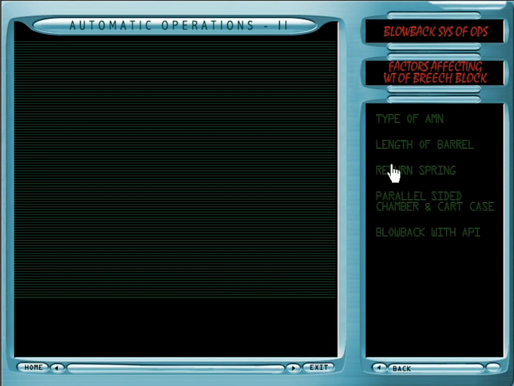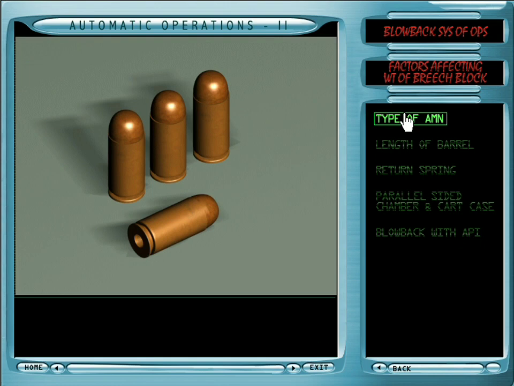Factors affecting the weight of the breech block and thus decreasing the weight of the weapon. Type of ammunition. If low powered ammunition is used, the gas generated on firing will also be less. Therefore, blowback pressure will be less. Thus, we can reduce the weight of the breech block.